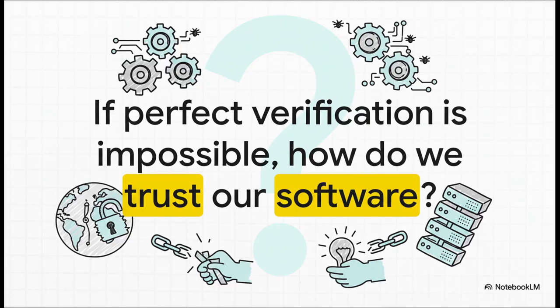We live in a world that is completely run by unbelievably complex software. Our money, our communication, our transportation, everything. So if we know for a fact that it is mathematically impossible to build a tool that can prove that software is perfect, what does that say about the enormous trust we place in those systems every single day? Definitely something to think about.